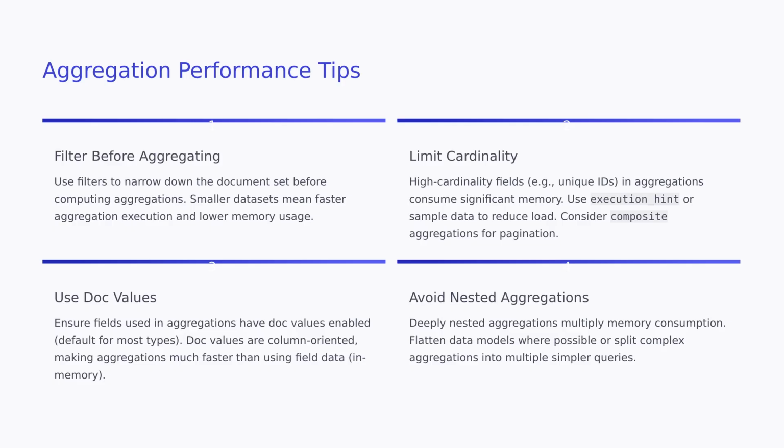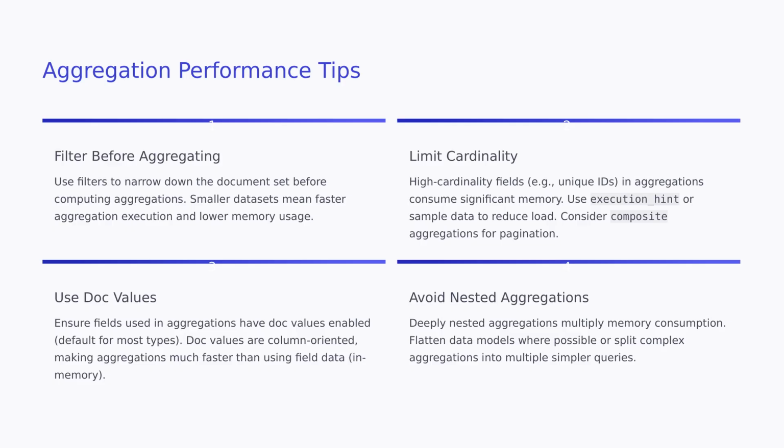Are you looking to supercharge your aggregation performance? Here are some key tips to optimize your data processing efficiency. Filter before aggregating. Trim down your dataset using filters before crunching numbers. Smaller datasets mean quicker aggregations and less memory usage. Limit cardinality. Watch out for high cardinality fields, they can hog memory. Try using execution_hint or sample data to lighten the load. And think about composite aggregations for smoother pagination.